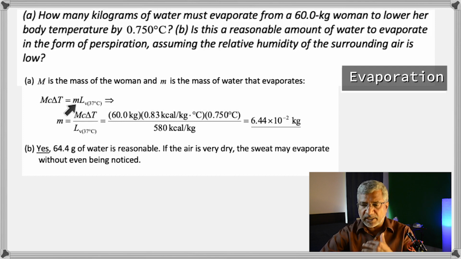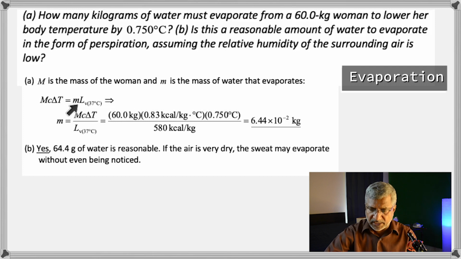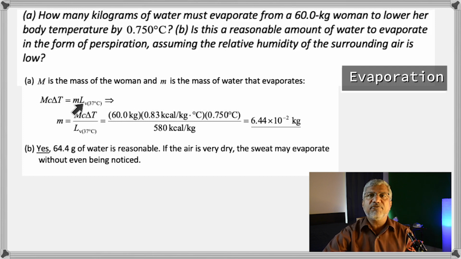How many kilograms of water must evaporate, so in the form of sweat? So you're trying to find that. This is the latent heat of vaporization of water, which is given as 580 kilocalories per kilogram. So here's the mass of the person, specific heat of the human body, change in temperature, and then divided by the latent heat of vaporization of water. That will give you how much evaporated.